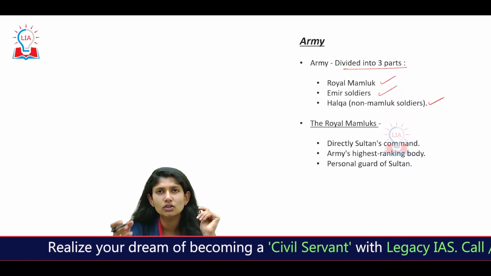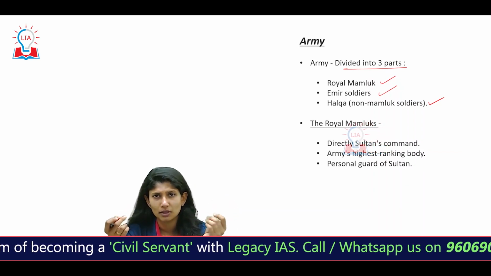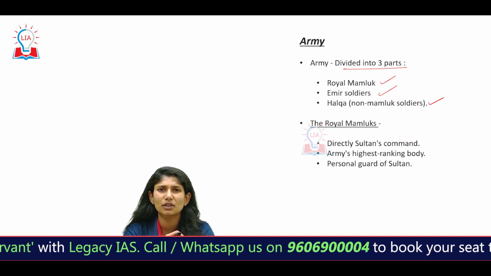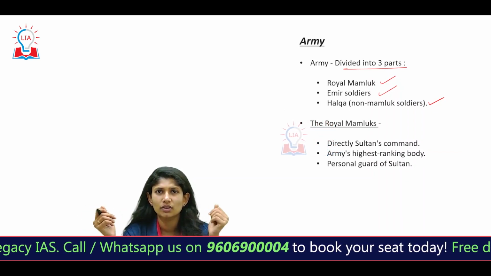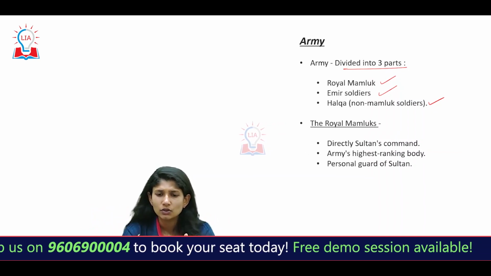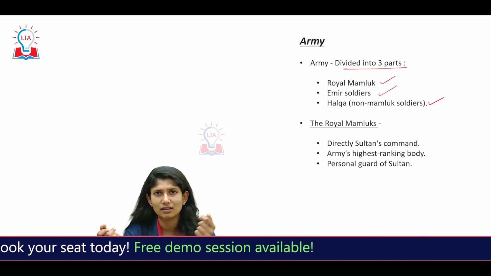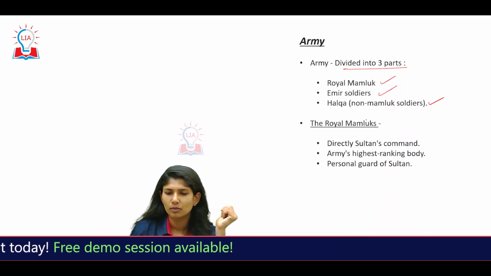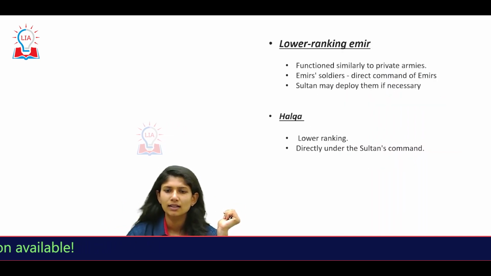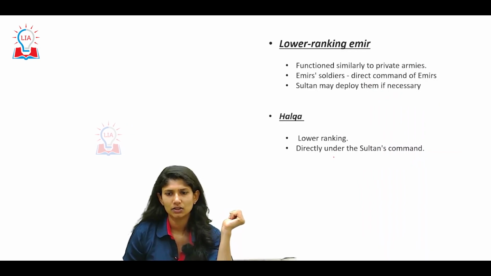Okay, the Halka soldiers are the non-Mamluk soldiers who used to join the army or get recruited. Now again, if you see, after the period of Balban, people stopped getting recruited, which means the concept of Halka itself fell. So these people were also under the control of the Sultan. The Sultan could use them as and when needed. The royal Mamluks are the army's highest ranking body, then come the emirs, then the Halkas.